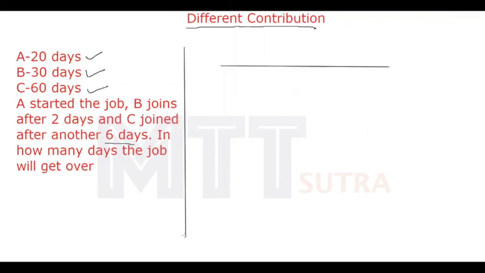Okay. Now, let us go by the question. A started the job. A starts the job, and till 2 days, no one is there. So only A was there. So it is 2 days. A was working alone. B joined after 2 days, and right now A and B both are working for how many more days? That is 6 days. After 6 more days, C joins. So after 6 days, all are working, A plus B plus C, and this continues till the end of the job. Let us take total X days to finish the job.